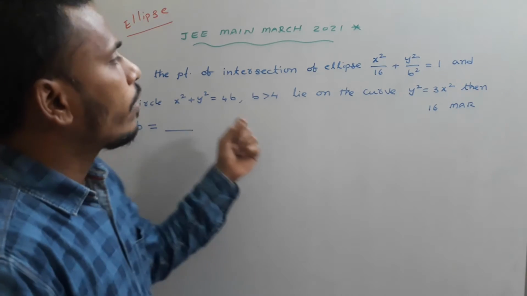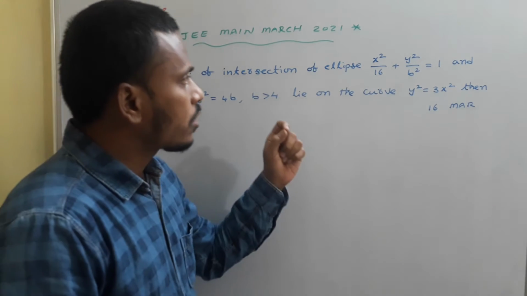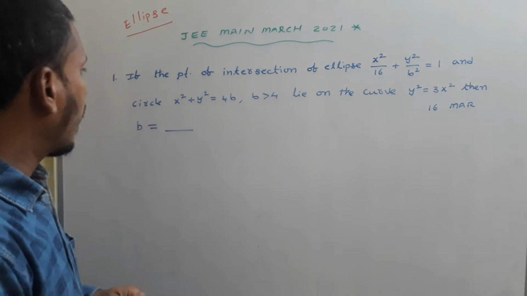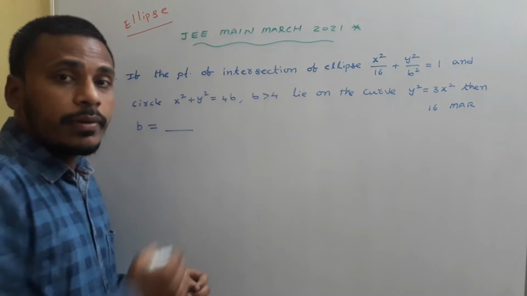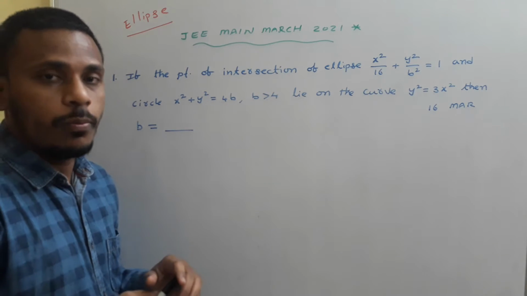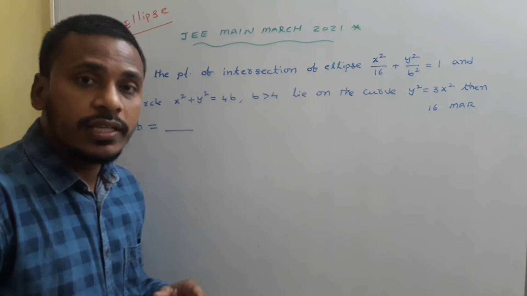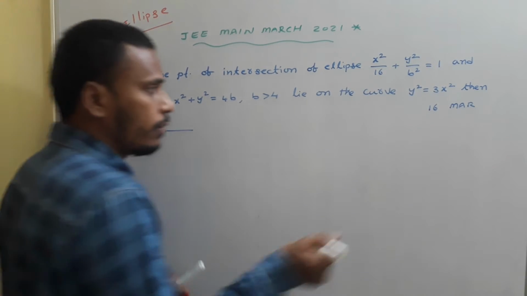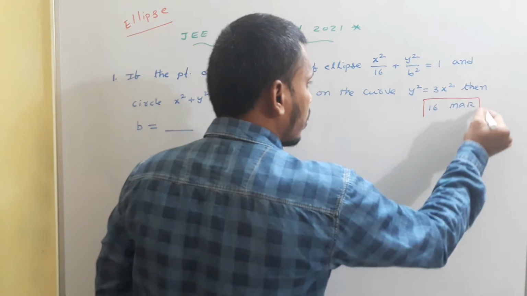If the points of intersection of the ellipse x square by 16 plus y square by b square is equals to 1 and the circle x square plus y square is equals to 4b, for b greater than 4, lie on the curve y square is equals to 3x square, then we need to find out b. This question was asked on 16th March.